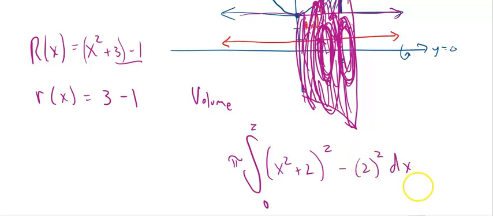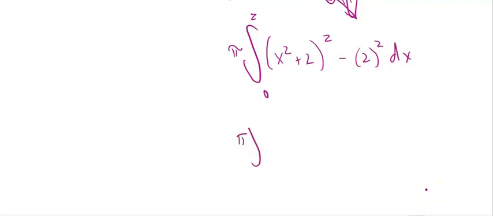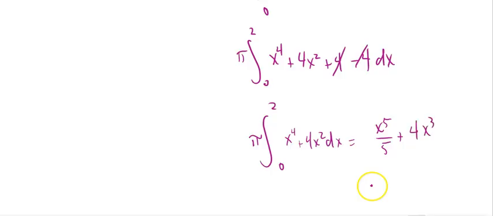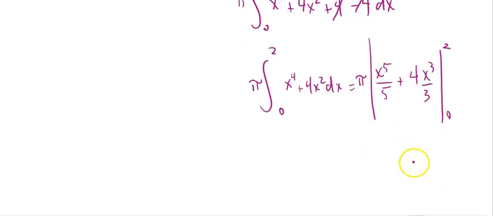All right, should we do this? Let's finish this one off. So I have to do some algebra first. 0 to 2, this is x to the 4th plus 4x squared plus 4 minus 4. Oh, that's convenient. That goes away. And then I have pi from 0 to 2, x to the 4th plus 4x squared dx, and I integrate, I get x to the 5th over 5 plus 4x cubed over 3, integrated from 0 to 2 times pi, and hopefully I didn't make any errors. I'll check my work here in a second.